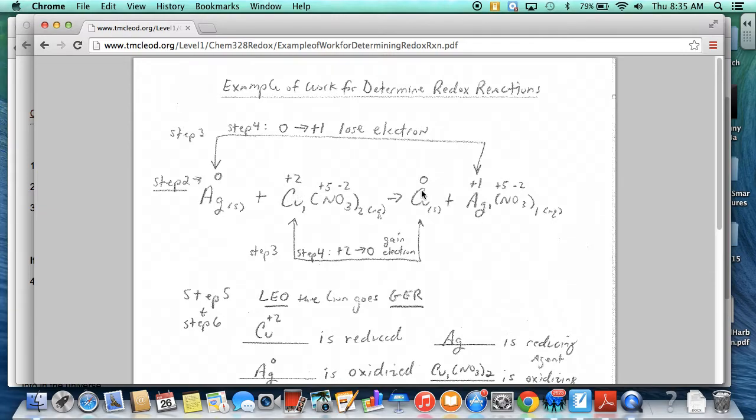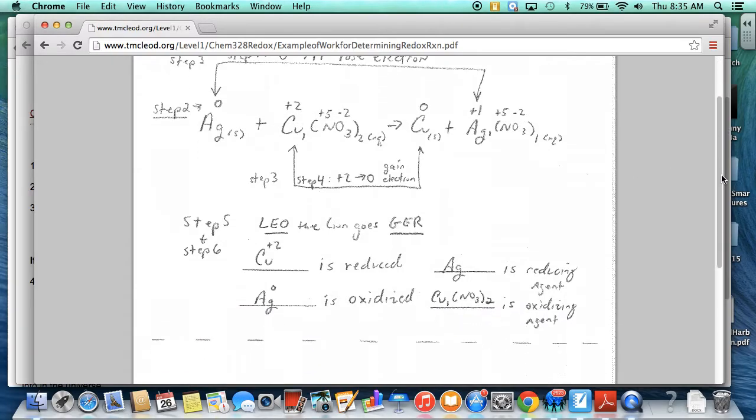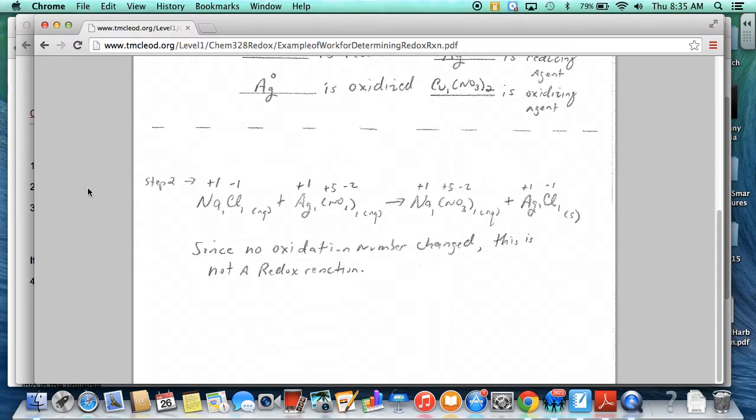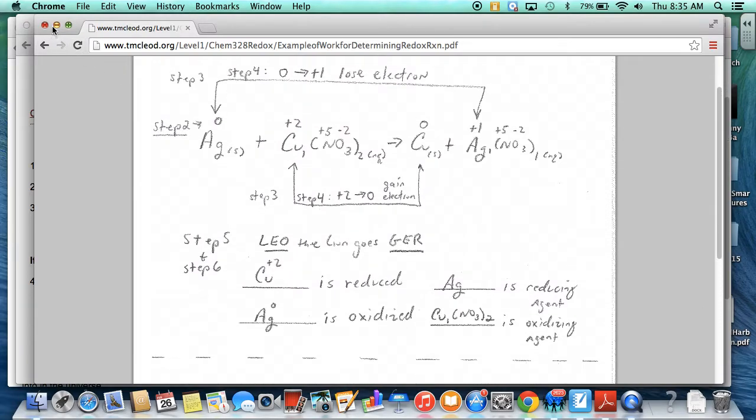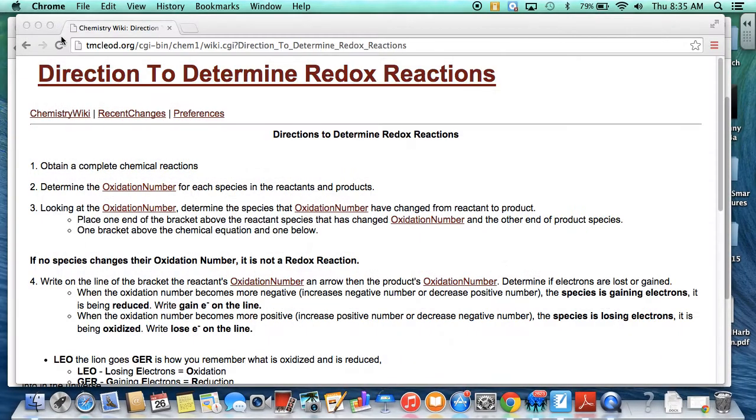There can only be one thing decreasing the oxidation number and one thing increasing the oxidation number. You can't have any more than that. If none of the substances change the oxidation number, like in this one, none of the oxidation numbers change, therefore it's not a redox reaction. Does it mean that there's not a reaction? No, it just means it's not a redox reaction. So that's the third step you're going to do.